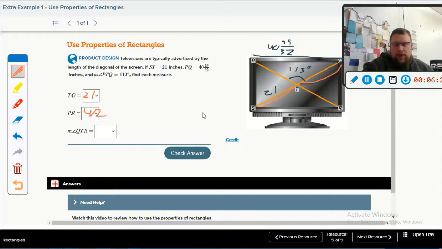And then what's the measure of angle QTR? Well, QTR is this angle right here, and it is supplementary to PTQ, so that means I should be able to take 180 minus 113, and I get what, 67? Boom. There we go, 67. That's how we solve these out. Perfect.